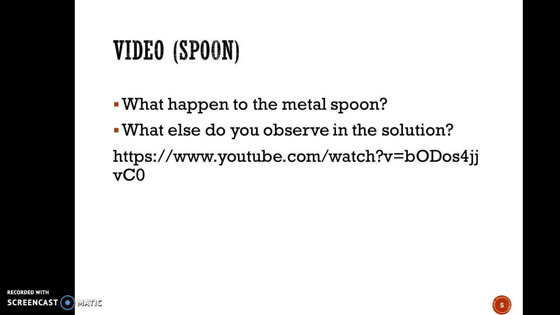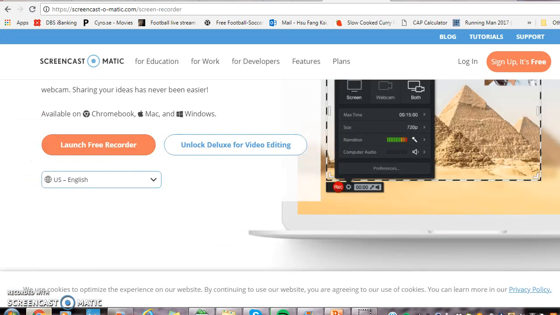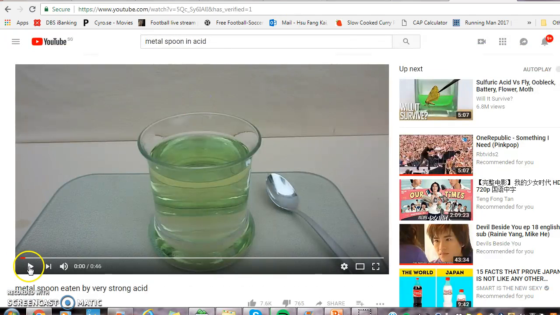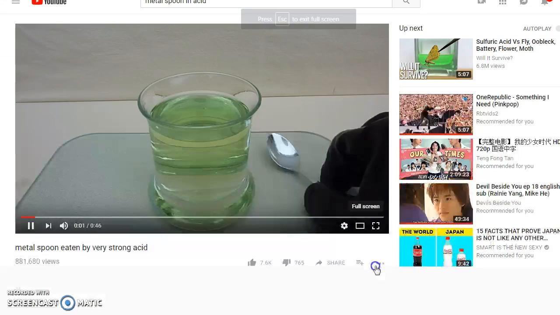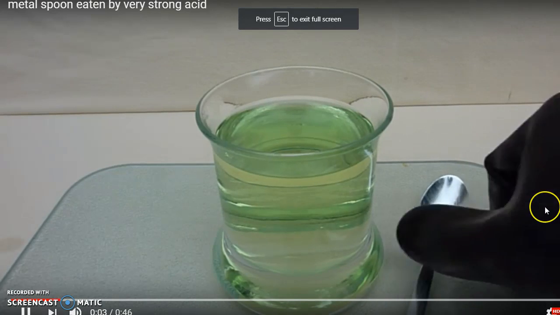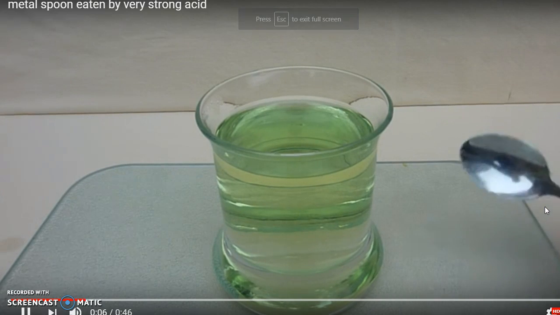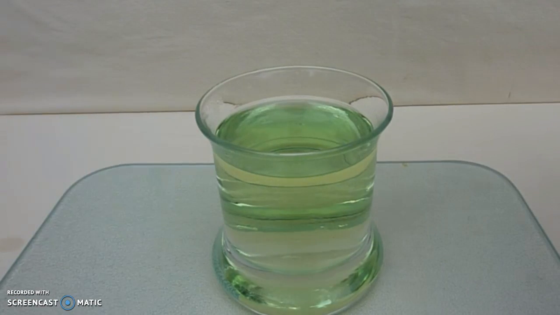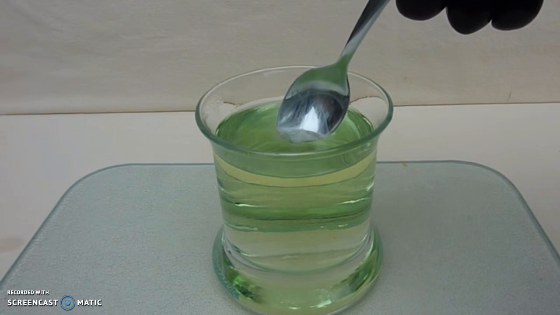Now I'm going to show you a video where a metal spoon is placed inside a solution of acid. You're going to watch this video and observe what happens, so pay attention to the video itself. Now we're going to watch this video. This is the metal spoon, and the beaker contains the acid. Watch carefully.